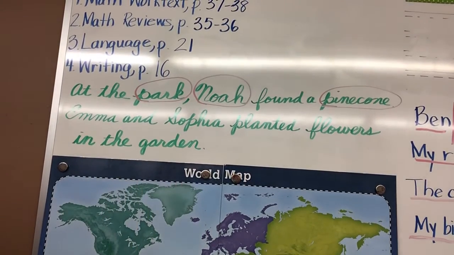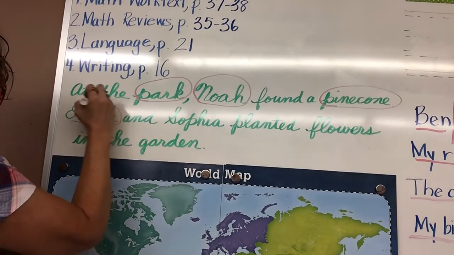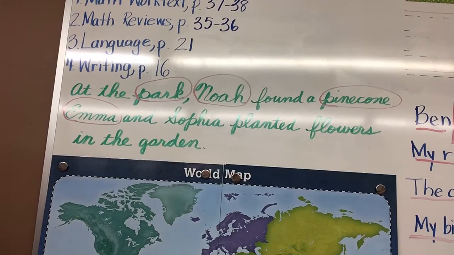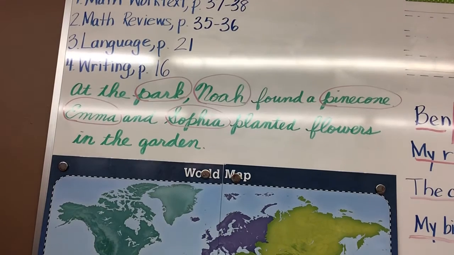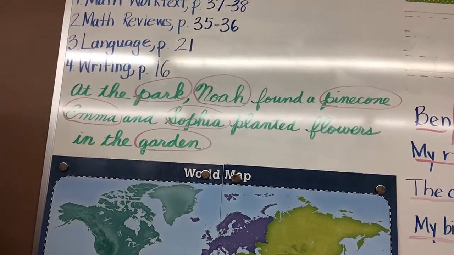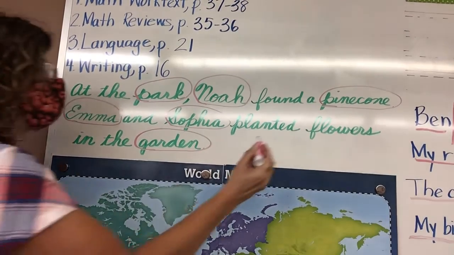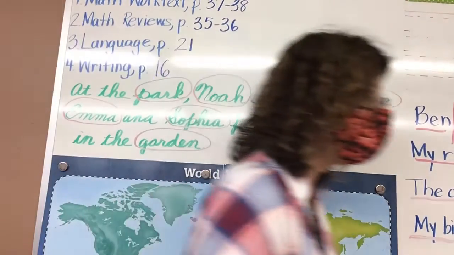All right, the second sentence says, Emma and Sophia planted flowers in the garden. Zeke. Emma and Sophia planted flowers in the garden. Emma is a, Sophia. No, stop. Just one, hon. Emma is a what? Person. Lily. Sophia. Sophia is a person. Give me another one. Grace. Garden. Garden is a place. And, Owen. Flowers. Flowers is a thing. All right, so those are all the nouns in that sentence.